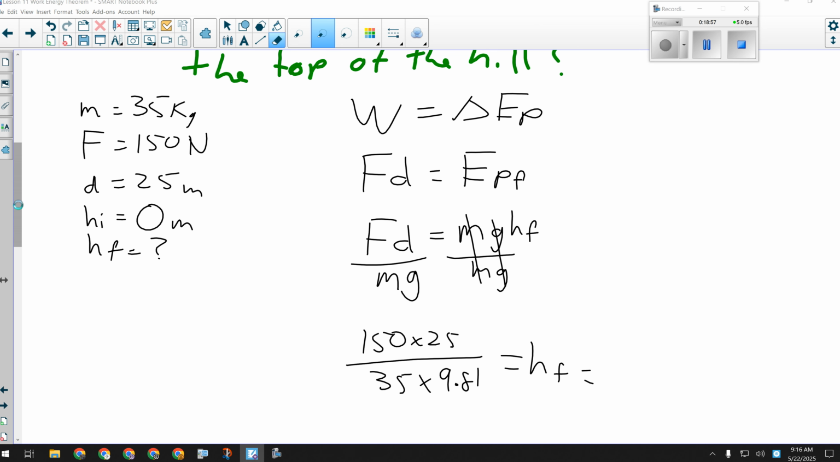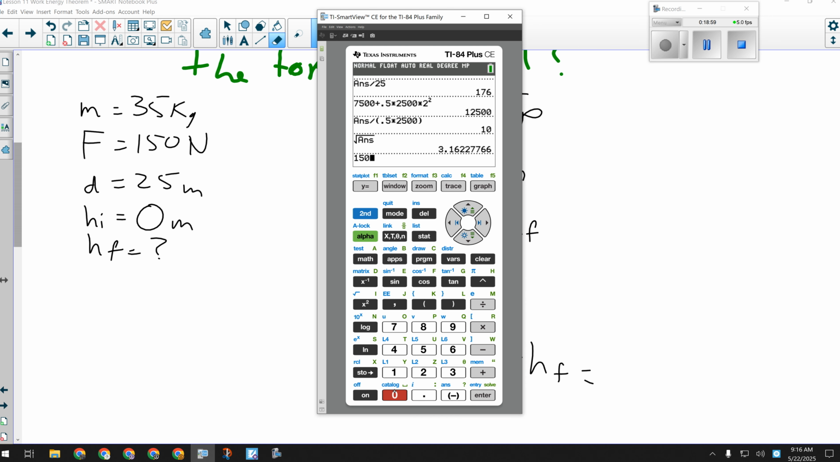Plug it in. 150 times 25, and divide that by 35 times 9.81. So that box will be 10.92 vertical meters above the bottom of the hill, or ramp, or whatever it was.